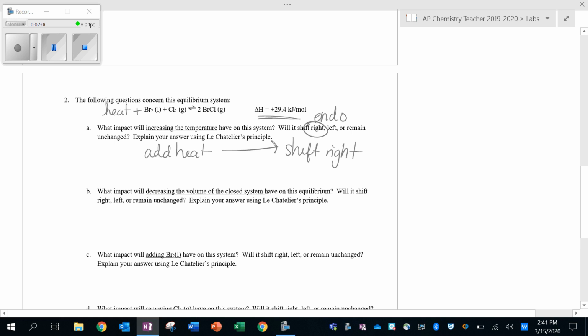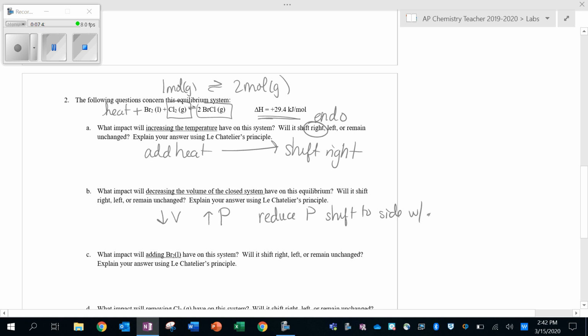If you decrease the volume, what will happen? I need to look at my gases. It looks like I have 1 mole of gas on the left, and 2 moles of gas on the right. If I decrease the volume, that means I'm increasing pressure, because volume and pressure are inversely related. And when the pressure increases, your system is going to try and respond to reduce the pressure. So in order to reduce the pressure, it is going to shift to the side with fewer moles of gas.